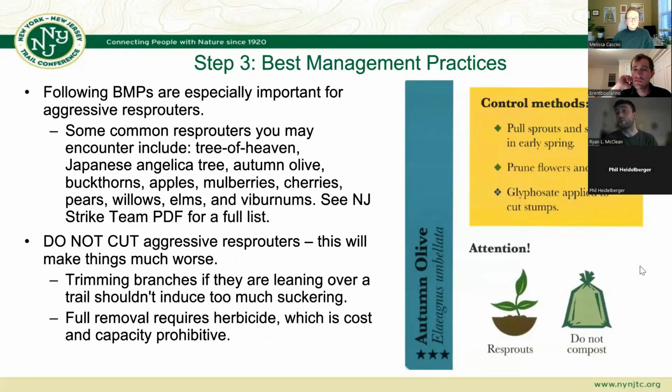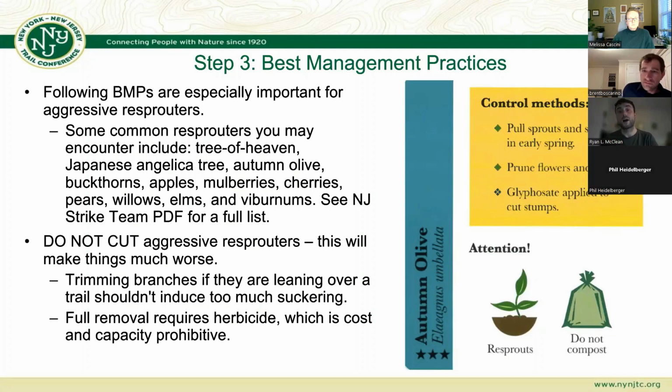Something that is really important related to best management practices is that there are some species that you really do not want to cut. And the reason for this is that they are aggressive resprouters. Cutting an aggressive resprouter will make the problem much worse, and you'll get lots of new sprouts coming up from the root system. Some common resprouters that you may encounter include tree of heaven, Japanese angelica tree, autumn olive, buckthorns, apples, mulberries, cherries, pears, willows, elms, and viburnums.